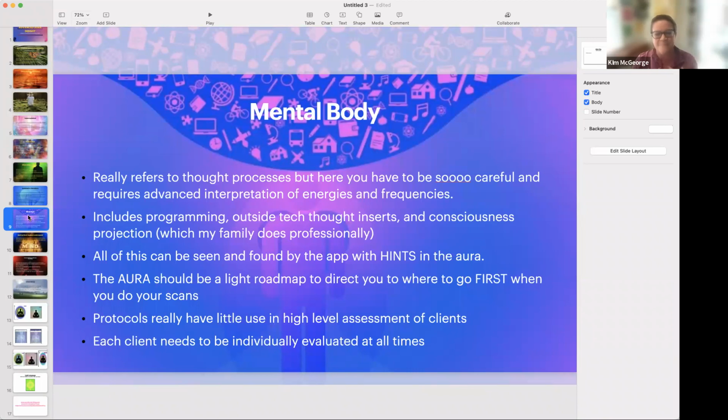Because it's not me. It's not my psychic abilities. It's not even the app. It's them with the app as a tool giving me the roadmap. But exactly. Sometimes, what, Denise? No, I was saying exactly. It's their actual oversoul or higher self telling you what they need to hear back on themselves.